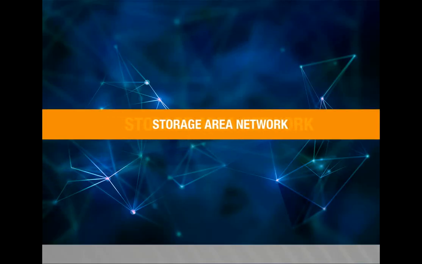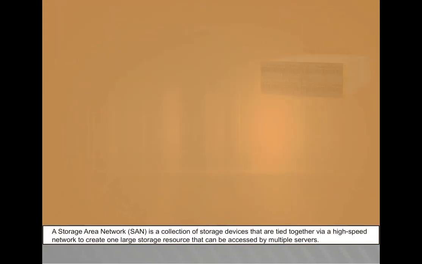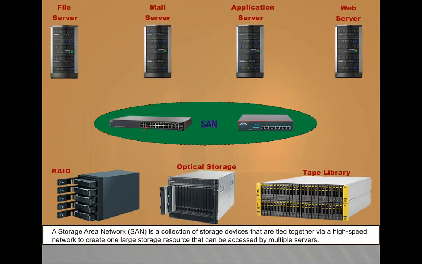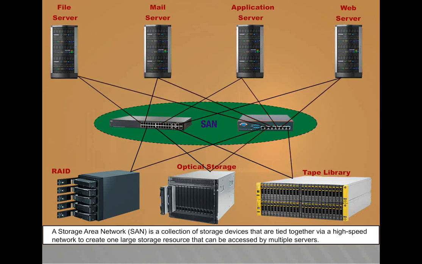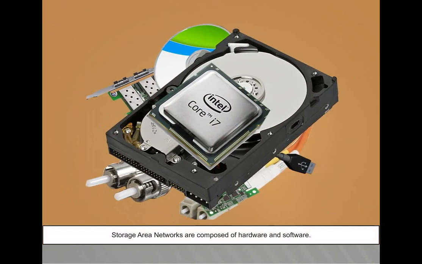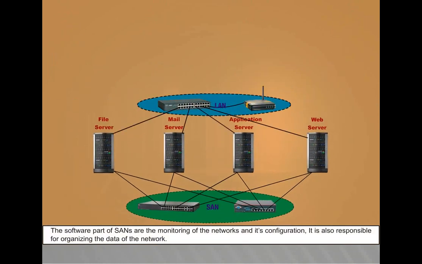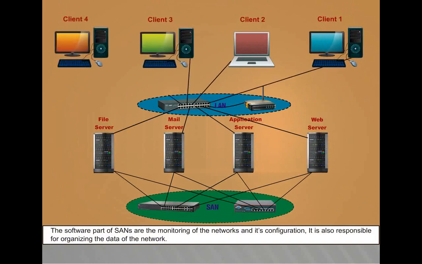Storage area network. In this video, we are going to see storage area network. A storage area network (SAN) is a collection of storage devices that are tied together via a high-speed network to create one large storage resource that can be accessed by multiple servers. Storage area networks are composed of hardware and software. The hardware is the physical storage devices, which have a strong interconnection rate for faster transfer. The software part of SANs is the monitoring of the networks and its configuration. It is also responsible for organizing the data of the network.